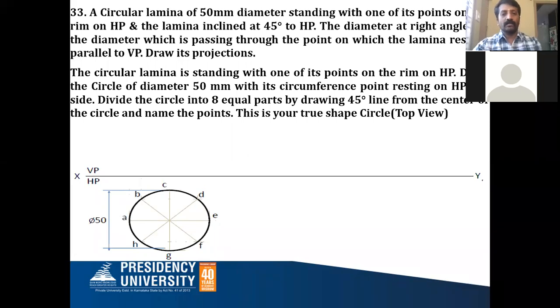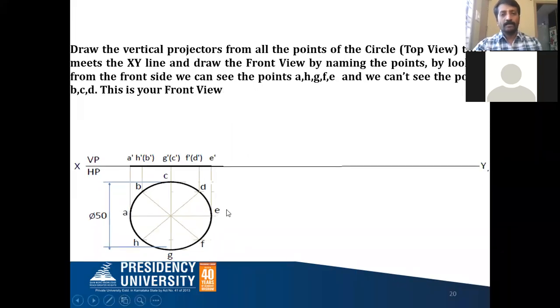After the top view, you can draw the front view by drawing the vertical projectors from all the points like this. You can see the cursor till it meets the XY line. Once it meets the XY line, you draw the thick line from here to here. So this is your front view. And coming to the points, you are looking from the front side. So A, H, G, F, E you can see, you cannot see B, C and D. The points that you cannot see, you can put within brackets. So this completes your front view. You are familiar with this. Two examples we have worked out similar to this.